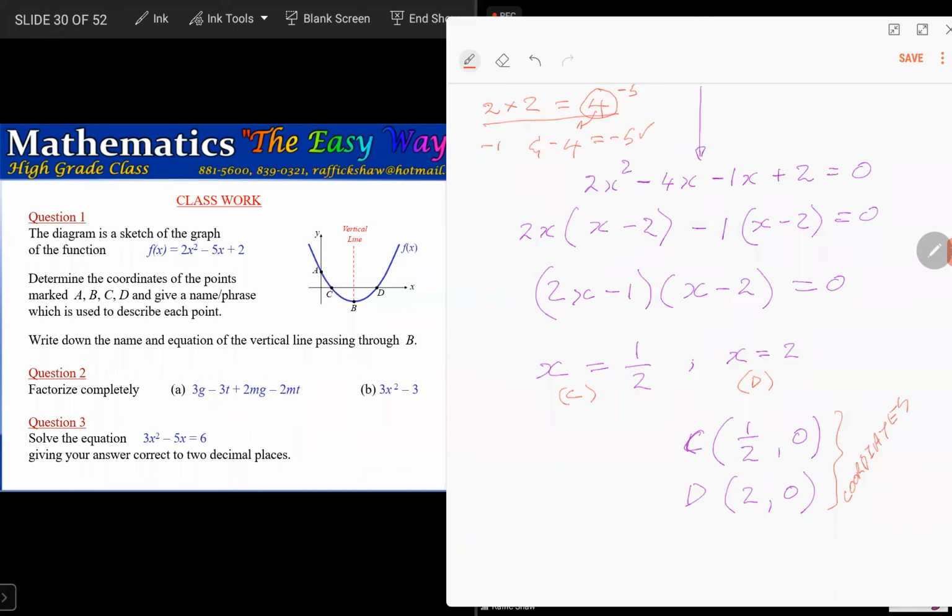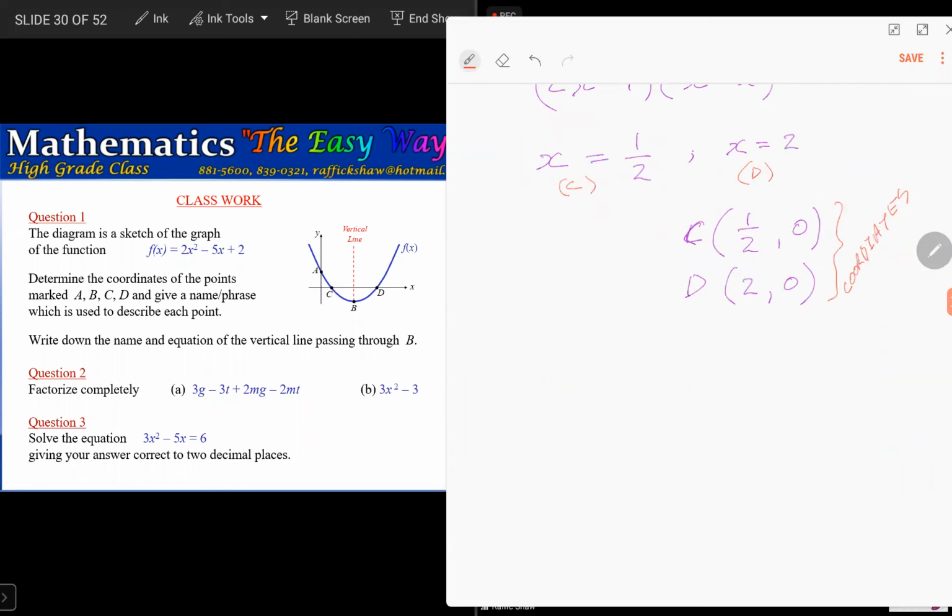And then the next part of the question asked us for the coordinates, sorry, and the name or phrase for each point. The next part of the question now is asking us for the name of the vertical line. Some persons write it as B, but we're talking about the line itself, not the point B, just that it passes through B. So we're talking about that vertical line on the diagram.